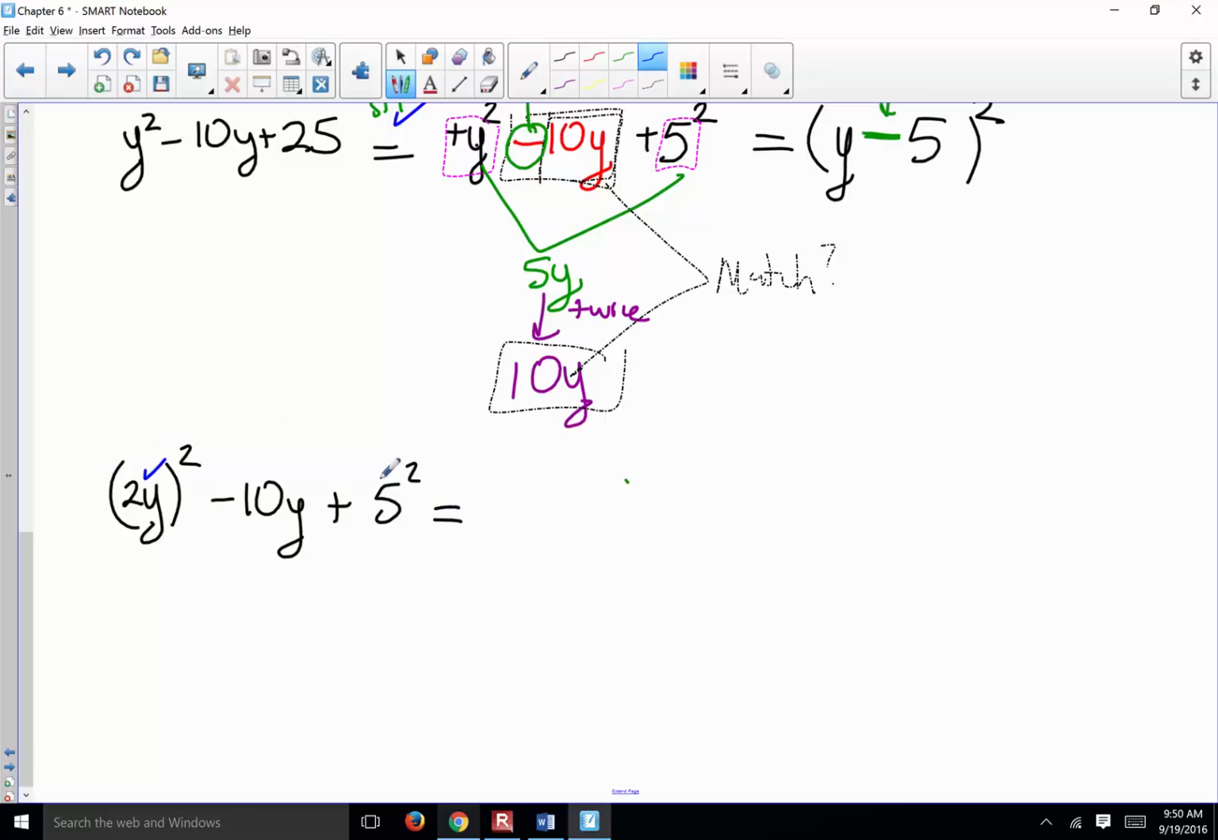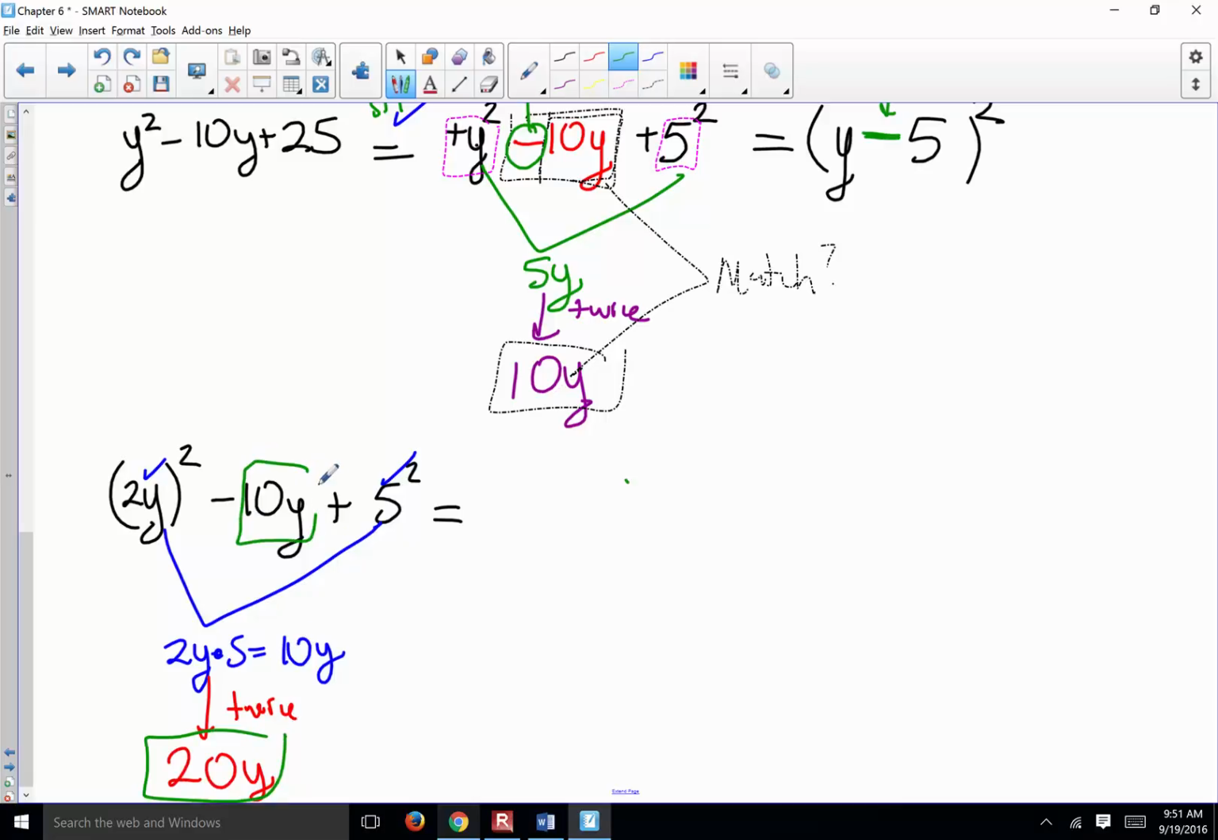Are these two positive squares? Yes. I quickly multiply them. 2y times 5 is 10y. And then I twice it. What is twice 10y? 20y. Is this a match now? Digits and variable, do they match? No match. So this is not a perfect factorization. I can't factor it.